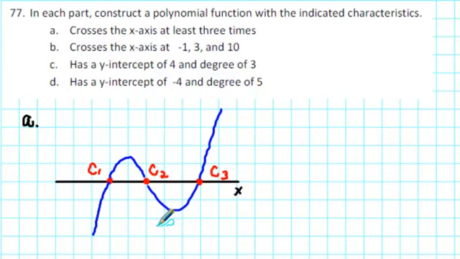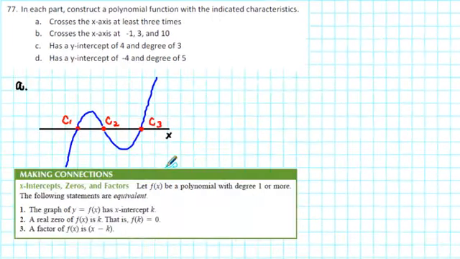Now what we need to do is to make a connection between the x-intercepts of the graph and the equation for the polynomial function. What we need to recall is that if f of x is a polynomial function and the graph of the polynomial function has an x-intercept k, then a factor of the polynomial is x minus k.